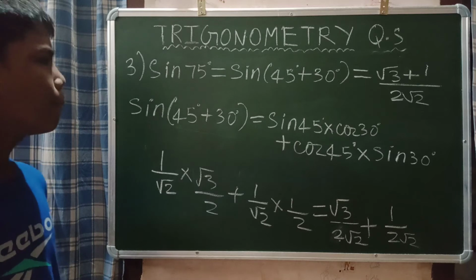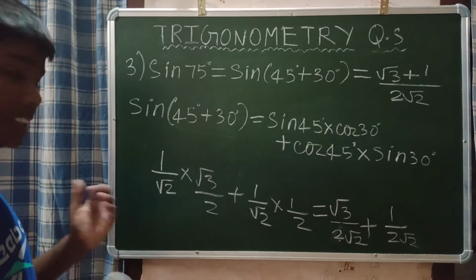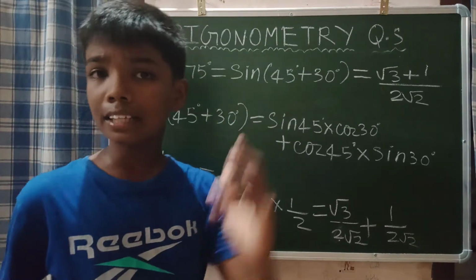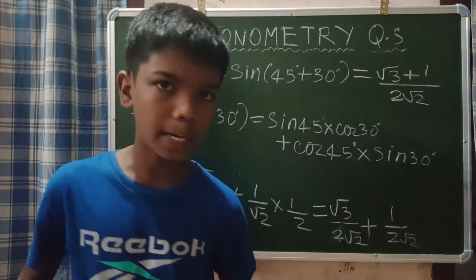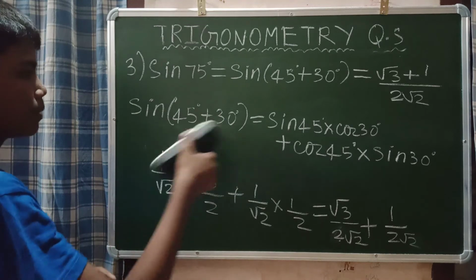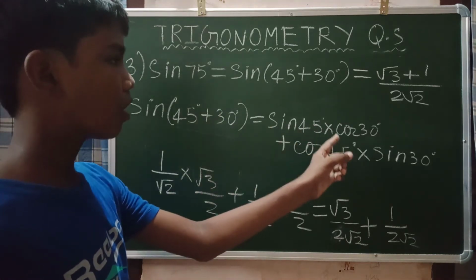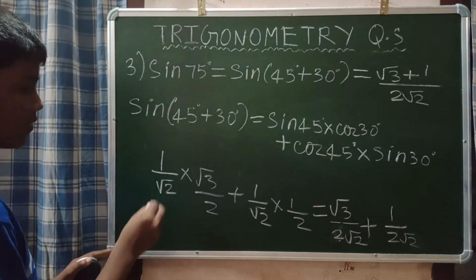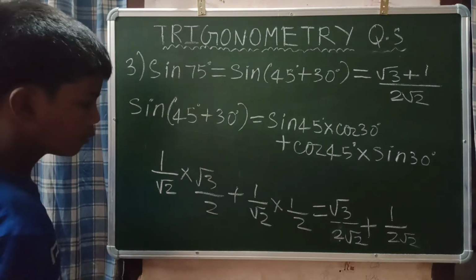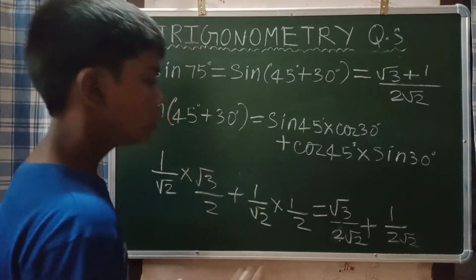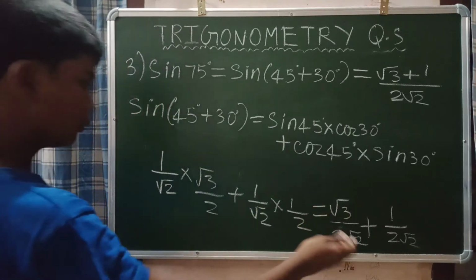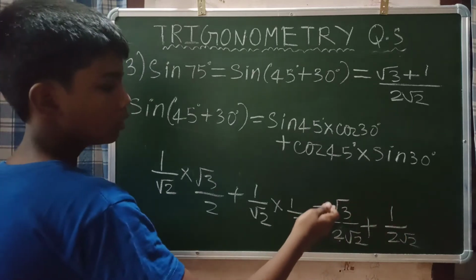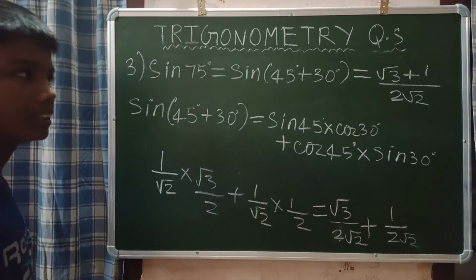What we did is a simple thing. We just used the formula sin A plus B. Please remember, sin A plus B is sin A cos B plus cos A sin B. Now sin 45 plus 30 is equal to sin 45 into cos 30 plus cos 45 into sin 30 based on the formula. Now we got the value as 1 by root 2 into root 3 by 2 plus 1 by root 2 into 1 by 2. So it is equal to root 3 by 2 root 2 plus 1 by 2 root 2. So the denominator is the same. So root 3 plus 1 by 2 root 2 is the answer.